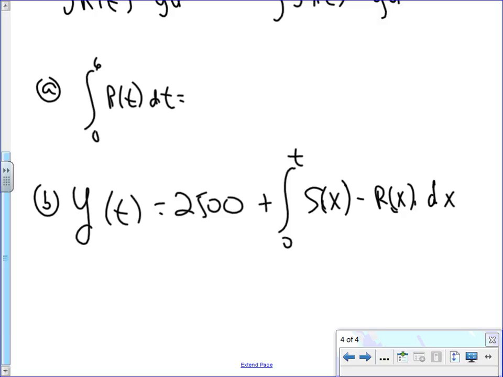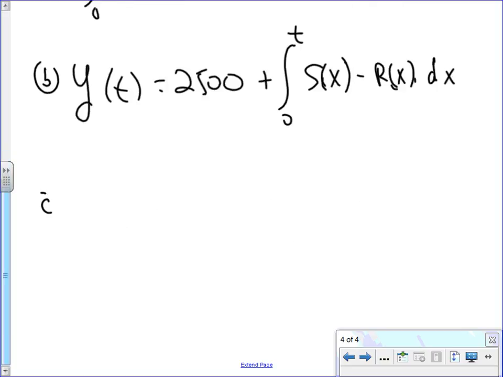The question is, should this be y of t or y of x? I want everybody to stop and think. Should it be y of t or y of x? It starts out at x. When I take the antiderivative, it becomes t. And so this is going to be t. All right? So we actually have already done that one. We don't have to do anything else. We just finished. What does C ask us to do?